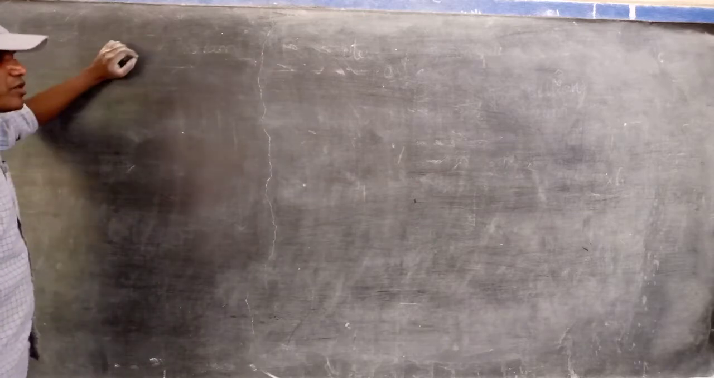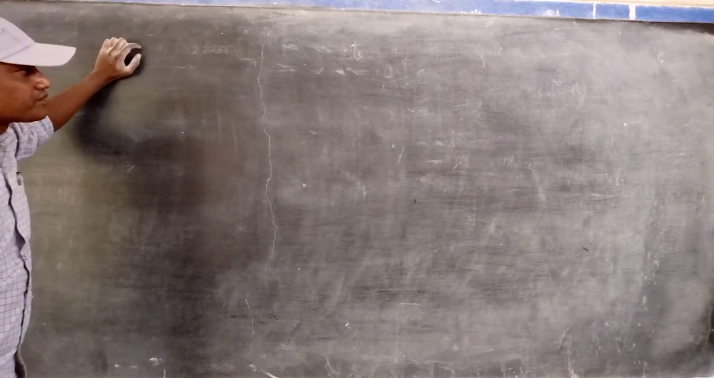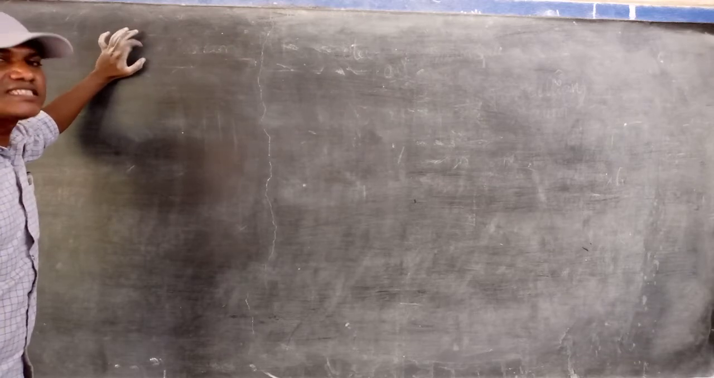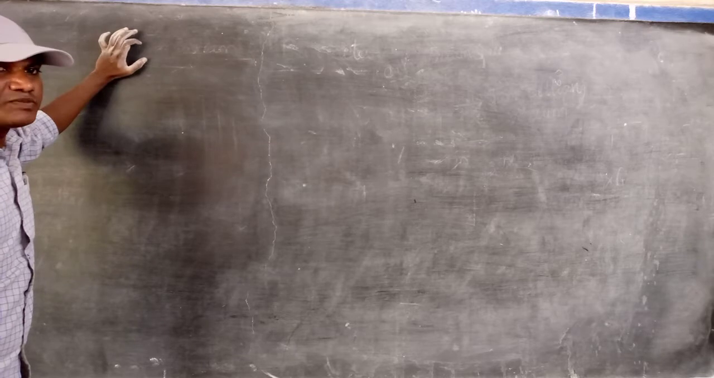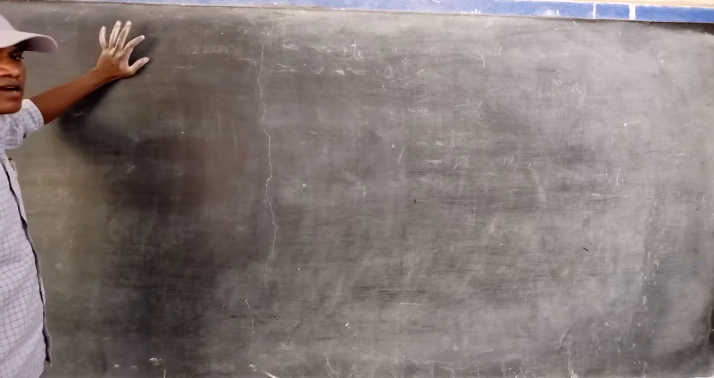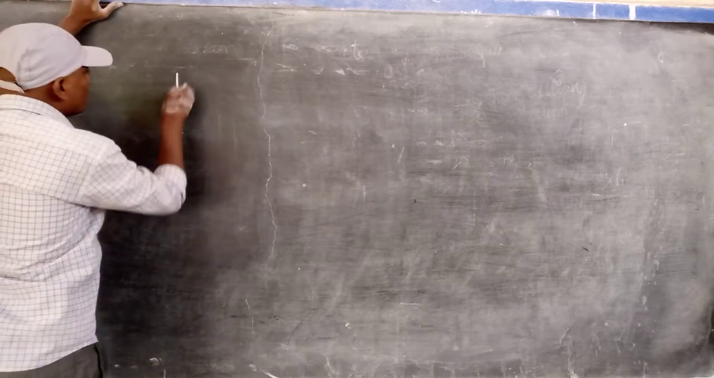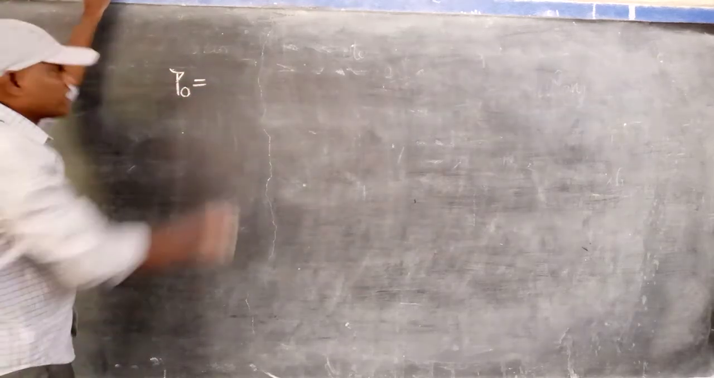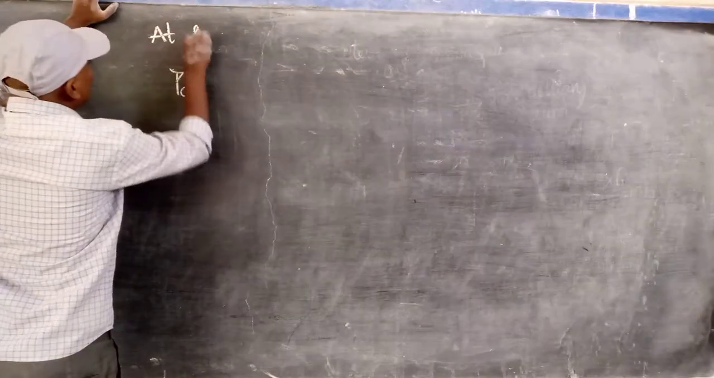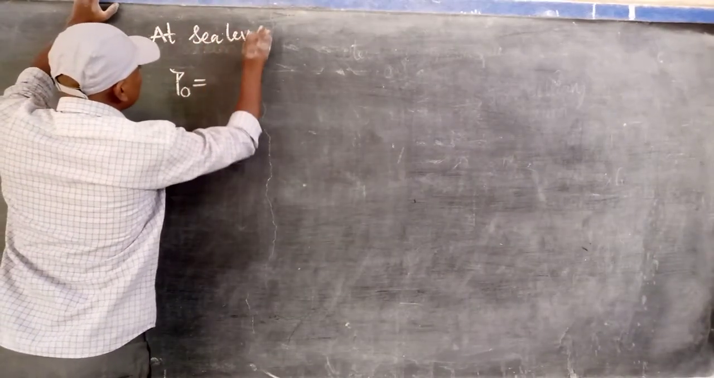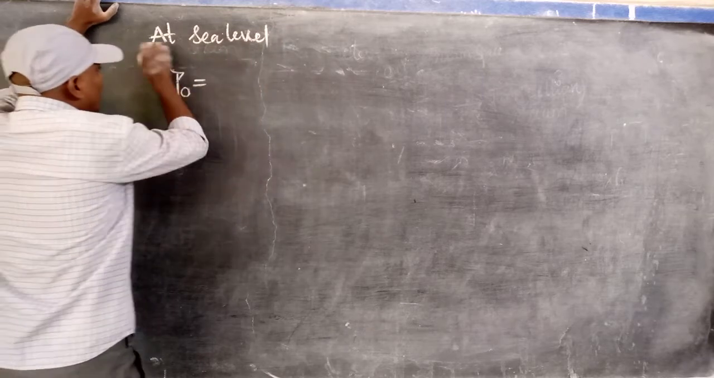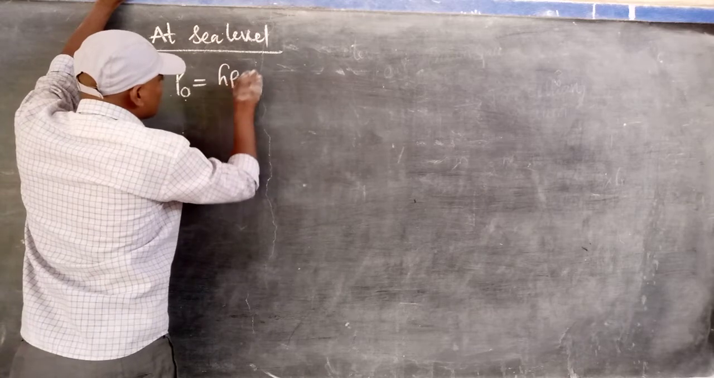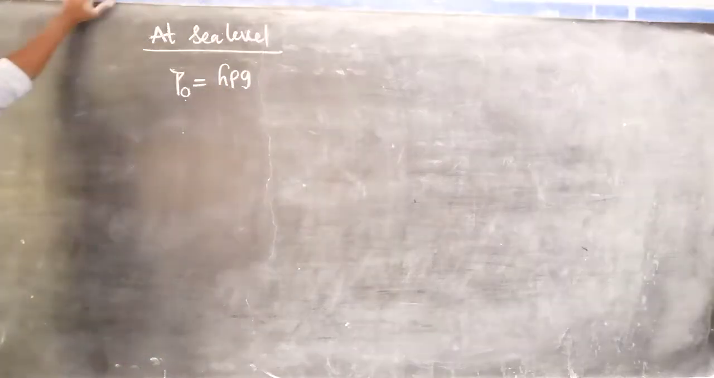Sometimes they ask the question: what is the atmospheric pressure at sea level at STP, standard temperature and pressure, or normal atmospheric pressure? So we know that P naught at sea level is equal to, what is the formula? H rho g.